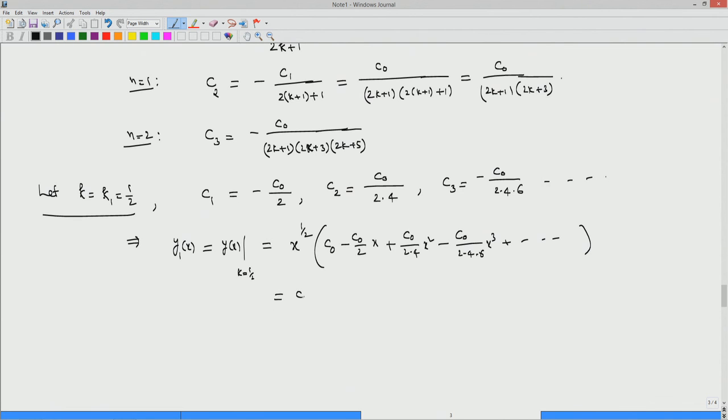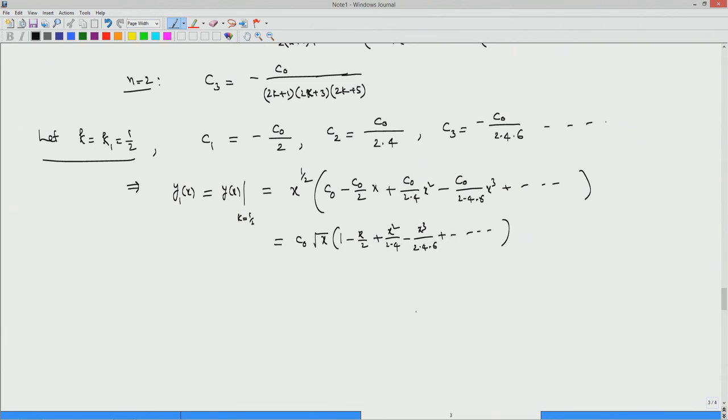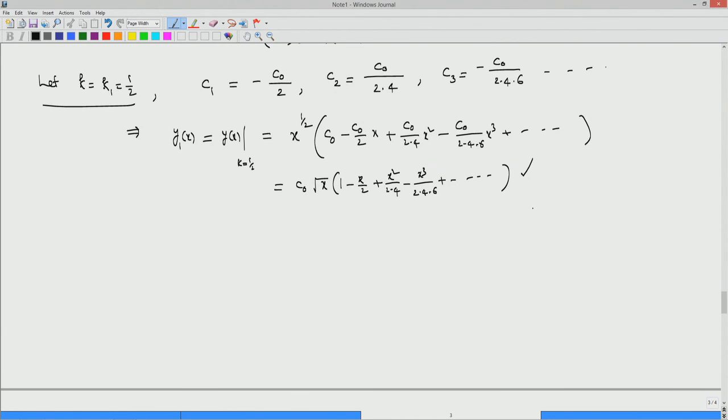This is equal to C0 common, root x times 1 minus x by 2 plus x square by 2·4 minus x cube by 2·4·6 plus and so on. So, minimum 3 terms are there. This is one solution. You can take C0 as 1, that is your first linearly independent solution, non-zero, clear, right.